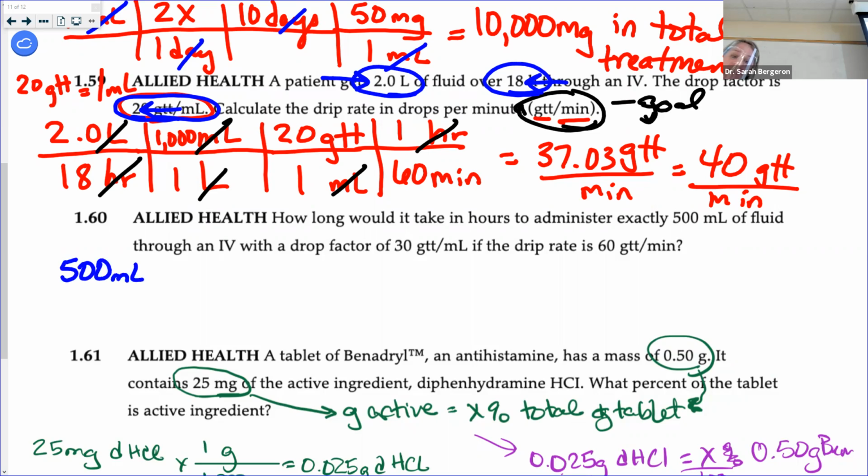Okay, we have 500 milliliters. And if they say, how long would it take in hours to administer exactly 500 milliliters? I assume that that is a decimal present, right? But they don't do it here in the book. But trust me, if I want you to count that as 3 significant figures on an exam, I will give you the decimal place. Okay, so really that's 1 sig fig because they didn't put a decimal. Okay, so 50 mils. Now what am I going to do?